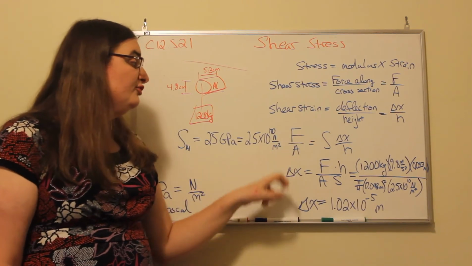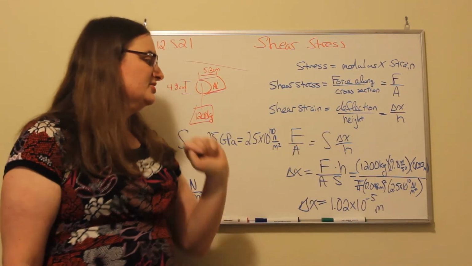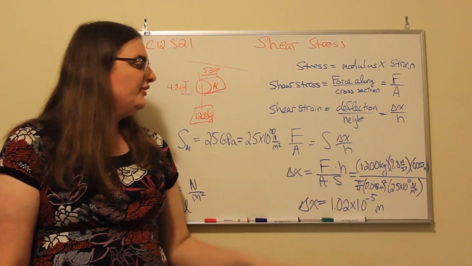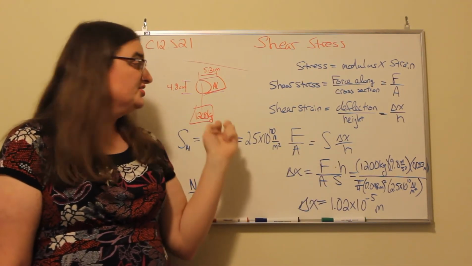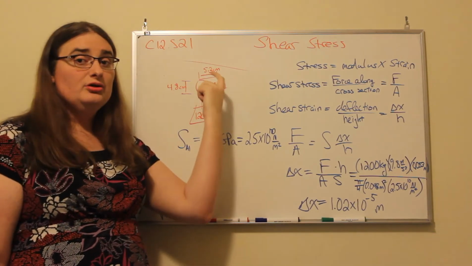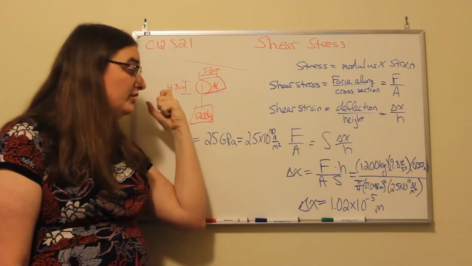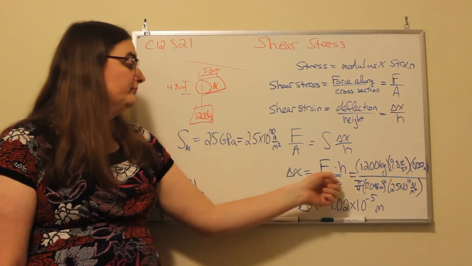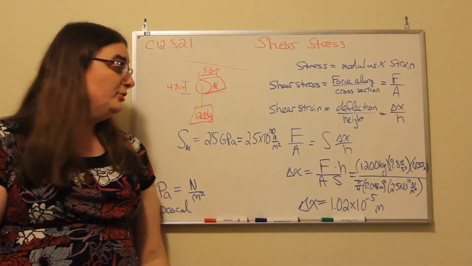So, solving for our displacement, it's going to be our weight times the height of our object divided by the cross-section. And here we have a circle. The cross-section of a circle, if we know the diameter, is pi over 4 times the diameter squared. And we're also dividing by the shear modulus.